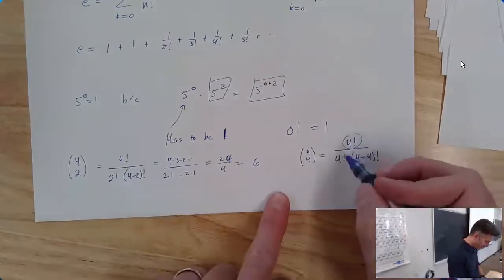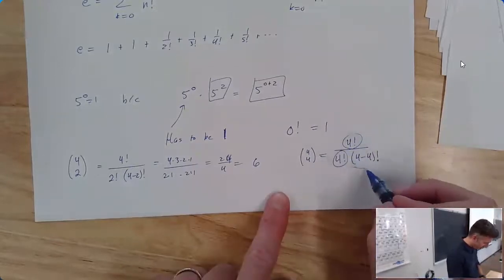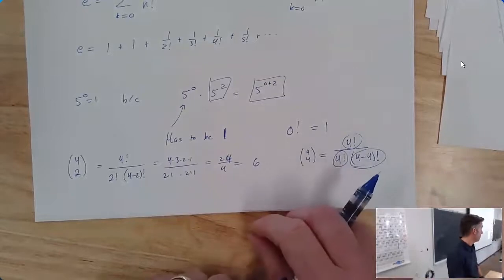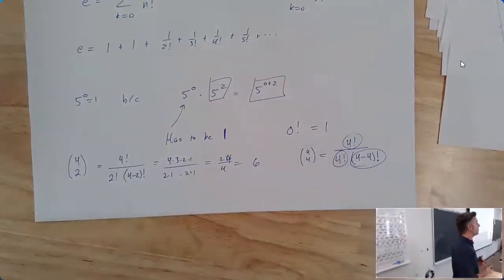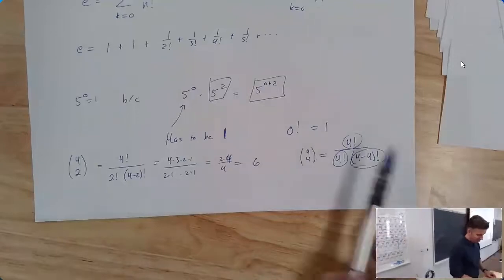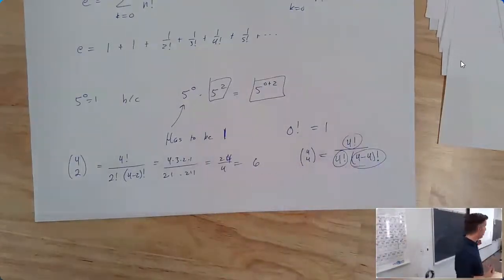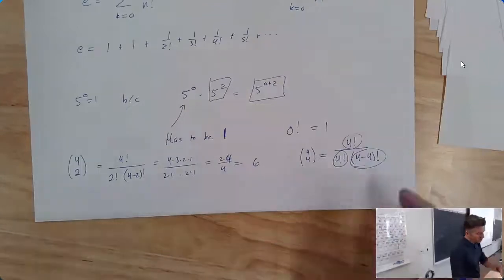Well, that's 24. That's 24. This 0 factorial here had better be 1. So that's the reason I always use to justify why 0 factorial has to actually be 1. Because otherwise this whole thing that works and is true wouldn't work. It's kind of weird, but yeah, 0 factorial is 1.